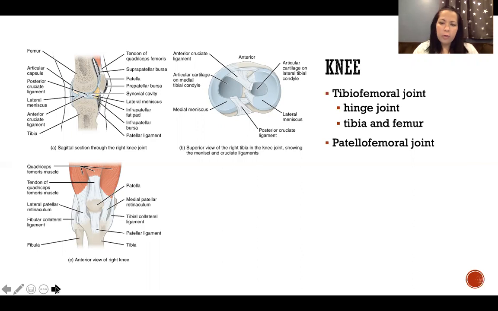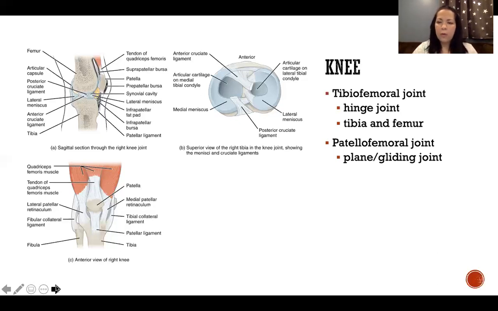The patellofemoral joint is the articulation between the patella and the femur. So the patella, like I talked about in another video, is a sesamoid bone embedded in the quadriceps tendon. And so it sits inside the tendon and then glides up and down in a ridge. There's kind of a groove in the femur, so it glides up and down within that groove on the femur. So it's a plane or a gliding joint.